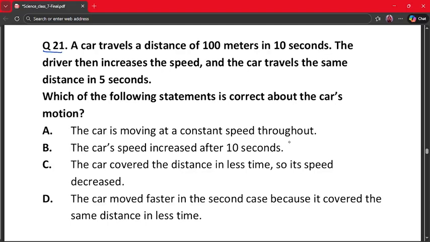The correct answer is option D. So speed depends on distance and time. If the same distance is covered in less time, speed is greater. So the car is moving faster in the second case. Thus option D is the correct answer.